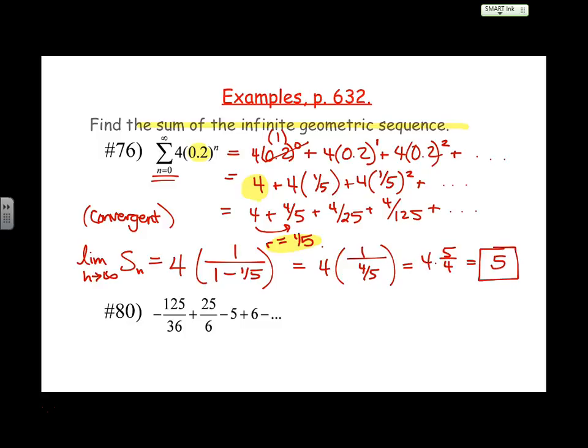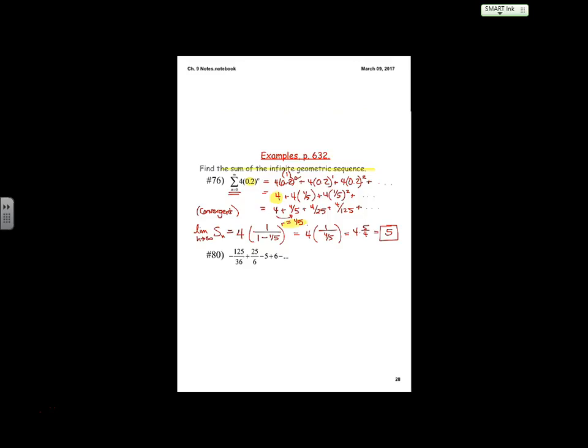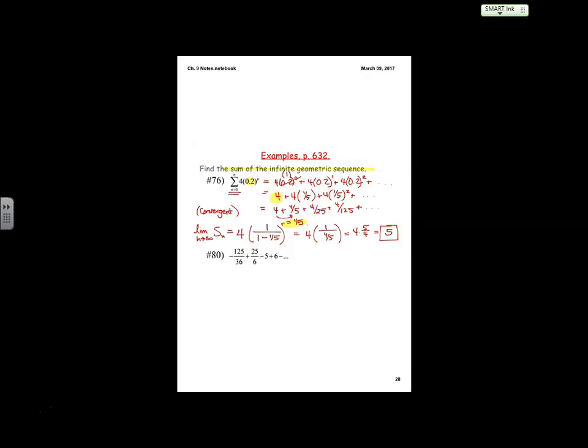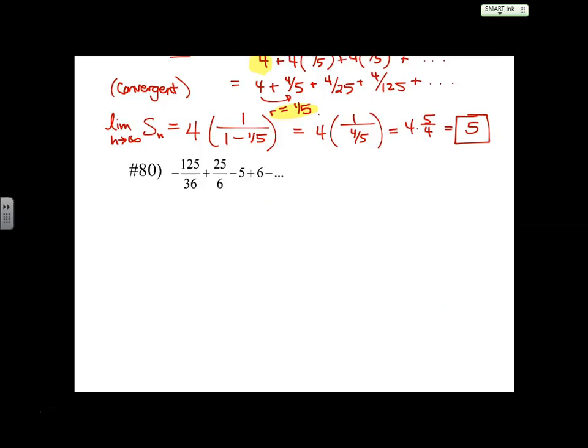What did I plug into, though? I didn't make it up. I plugged into my formula. A sub 1 times 1 over 1 minus r. So question, how about this guy? He's geometric, I think. They told me he was. But my question to you is he convergent or divergent?